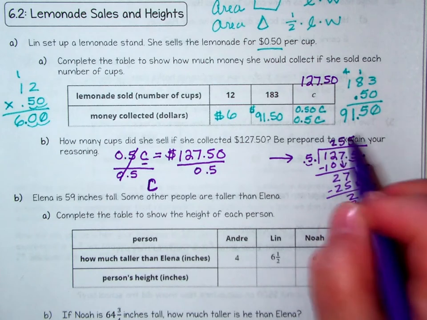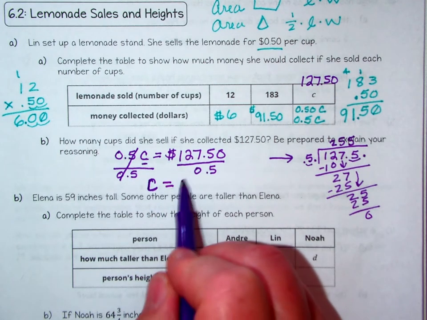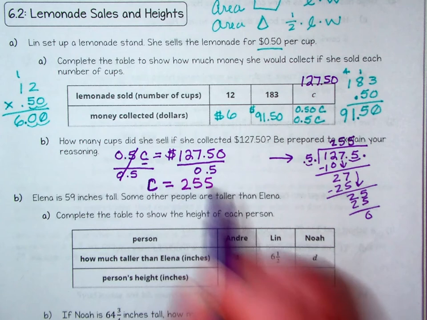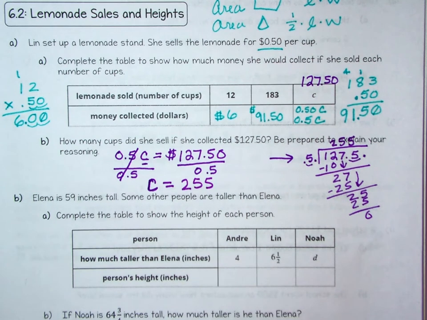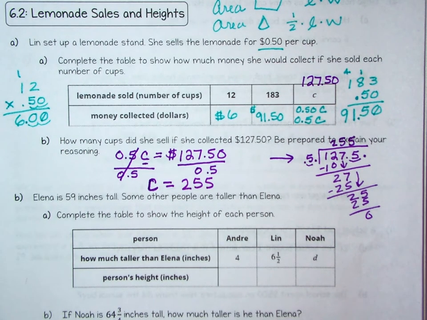And that means that C is equal to 255. So she sold 255 cups. All right, moving on.